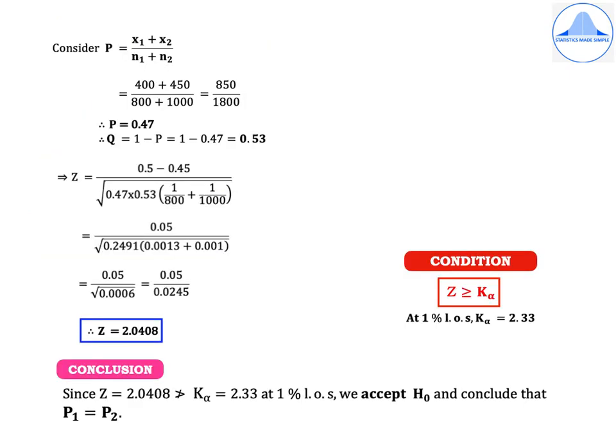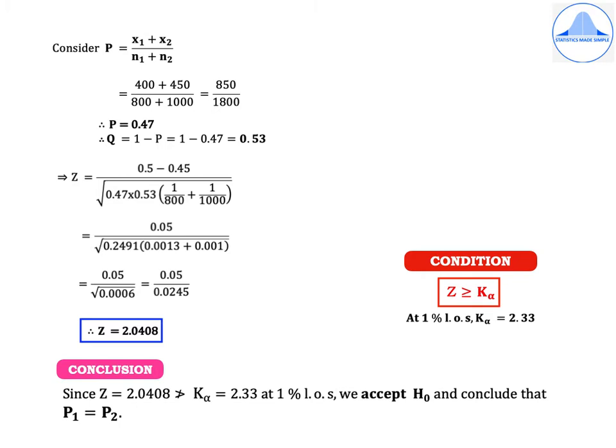Calculating capital P using the formula x1 plus x2 by n1 plus n2, we get 400 plus 450 divided by 800 plus 1000, which is equal to 850 by 1800. Therefore, taking only two places after the decimal after rounding off, we get P equal to 0.47 and Q is equal to 1 minus P, which is 1 minus 0.47, which is 0.53.